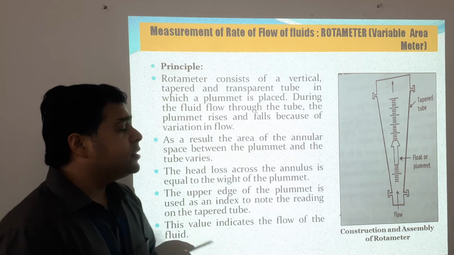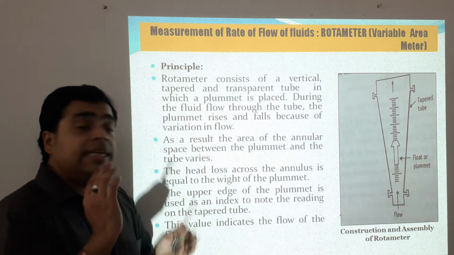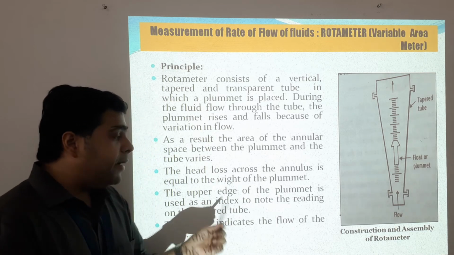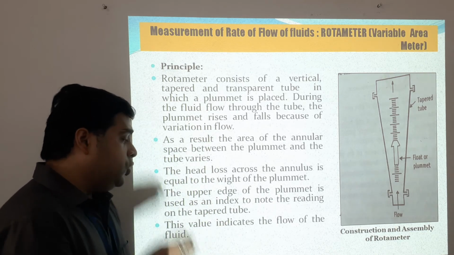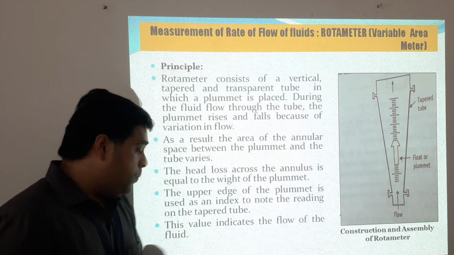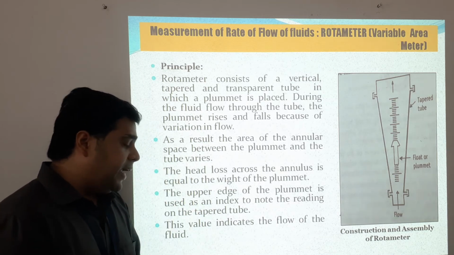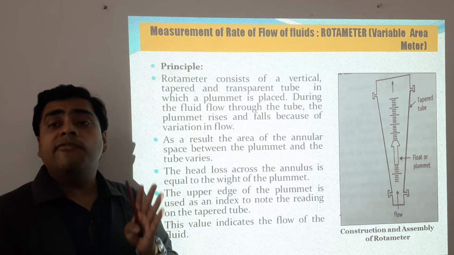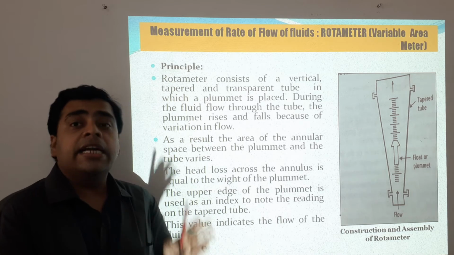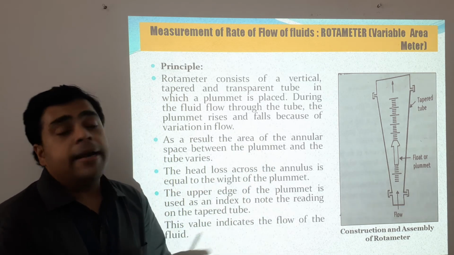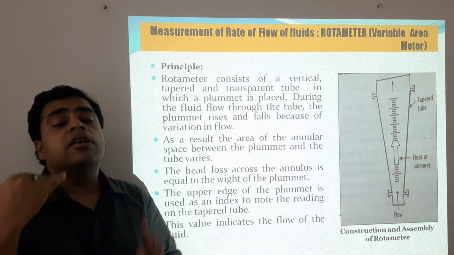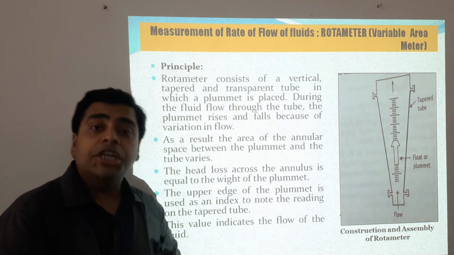The head loss across the annulus is equal to the weight of the plummet. The upper edge of the plummet is used as an index to note the reading on the tapered tube. This value indicates the flow of the fluid. So it is a simple assembly: inside a tapered vertical transparent tube a plummet is placed, and the plummet rises and falls with respect to the variation in the fluid flow.